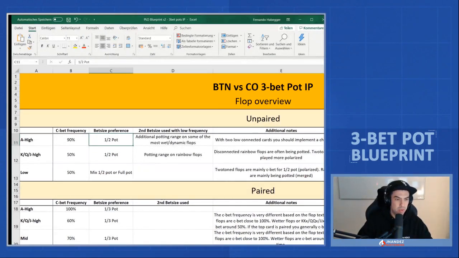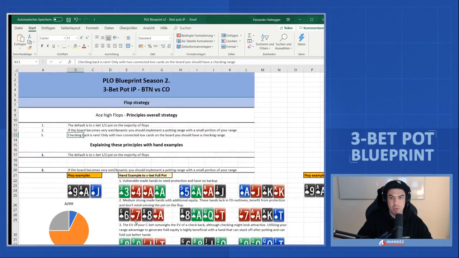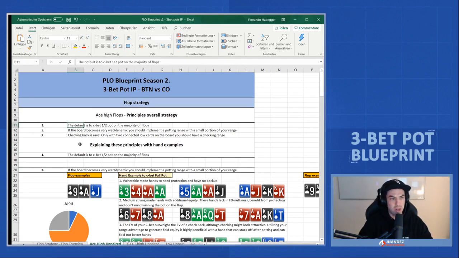Let's move into a little bit of a deeper breakdown when it comes to the general ideas on a couple of individual boards. First thing we're going to do is recap very quickly the general principles one more time, just to make sure that you really understand what the flop ideas are on ace-high boards. Again, the default is to c-bet half pot on the majority of the flops.